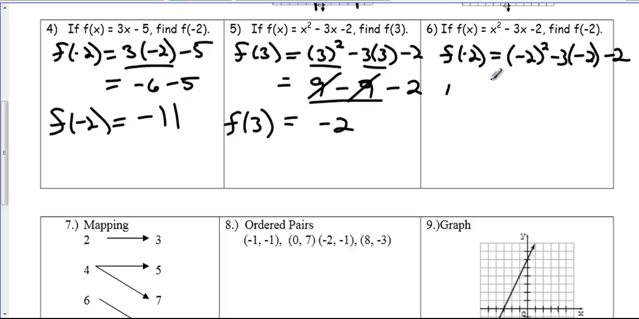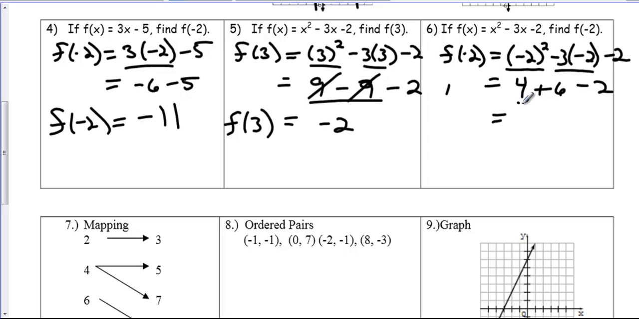Alright. Once again, we're going to simplify order of operations. A negative squared is going to become positive. So negative 2 times negative 2 is positive 4. Negative 3 times negative 2, that's positive 6. And I'm going to drop my subtraction of 2 down.